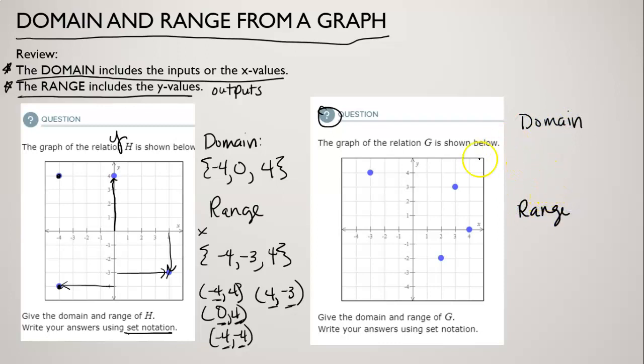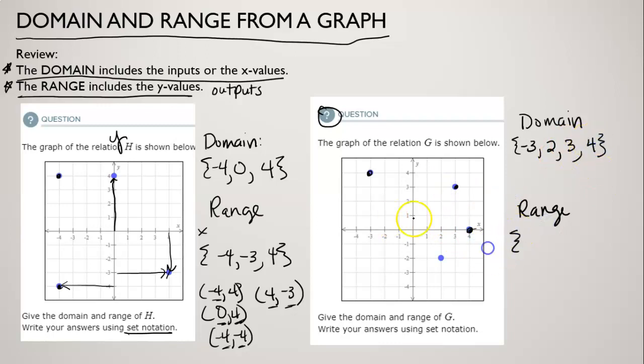Welcome back. For the domain, you should have looked at this point and saw that it had an x value of -3. This value has an x value of 2. This point has an x value of 3. And this point has an x value of 4.